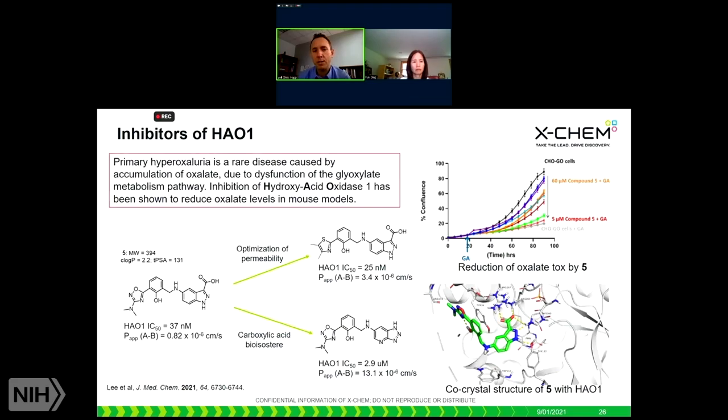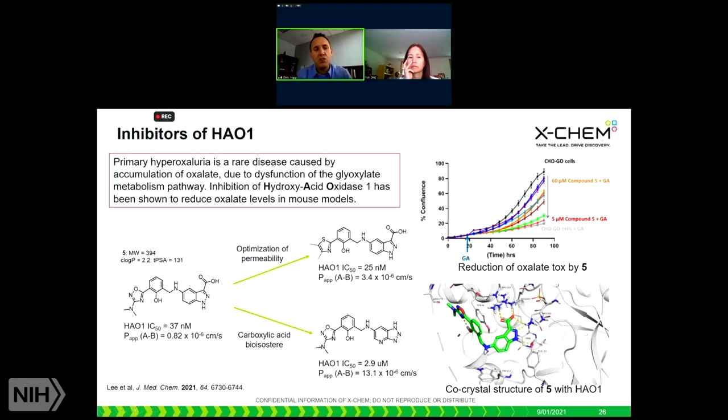Another project we worked on a few years ago and recently published was HAO1, hydroxy acid oxidase. This is a protein that has indications in primary hyperoxaluria. It's a rare disease. It's caused by accumulation of oxalate. So if we can inhibit HAO1, we can inhibit oxalate formation. Compound 5 on the left-hand side of the slide was an initial hit out of our DNA-Encoded Libraries. Initial biochemical activity of around 37 nanomolar.